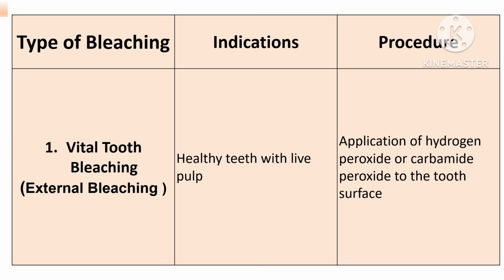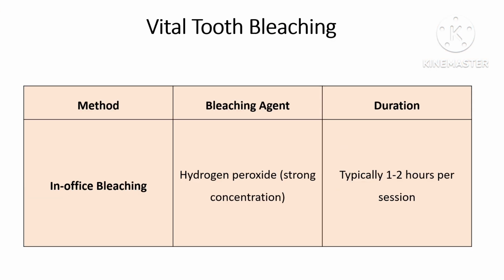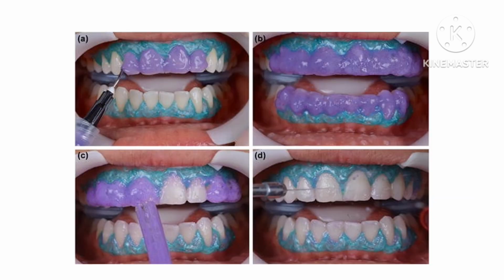It involves the application of bleaching agents like hydrogen peroxide or carbamide peroxide directly to the surface of the teeth. These techniques can be in-office bleaching or at-home bleaching. In-office bleaching is performed by a dentist in the office. This technique uses stronger bleaching agents along with a light activation to accelerate the whitening process. It is a faster method and provides immediate results, making it ideal for patients seeking a quick solution.